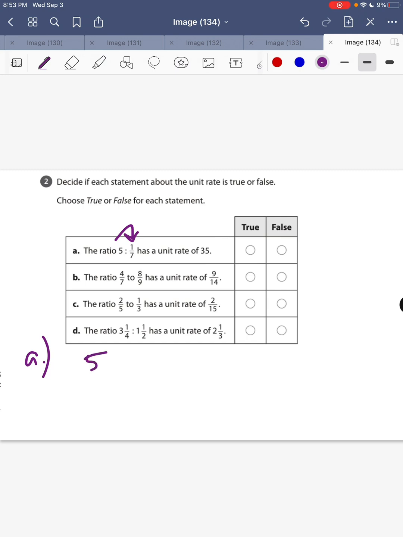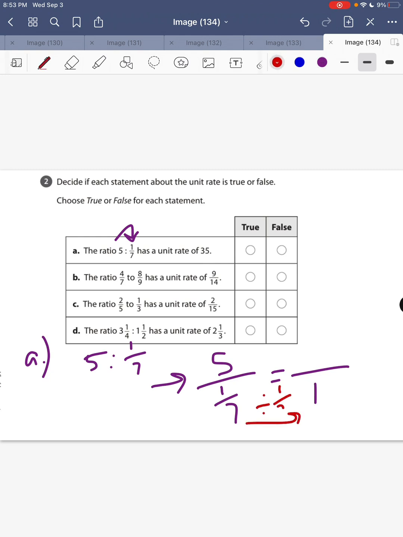Okay, so 5 to 1/7, they're assuming that's like 5 over 1/7, and we need to get it to 1, okay? That's what they're assuming. So we just need to divide by 1/7. 5 goes over 1, because if it doesn't have a denominator, you can assume it's over 1, or 5 divided by 1 equals 5. Divided by 1/7. Then you're going to keep, you're going to change, and you're going to flip.